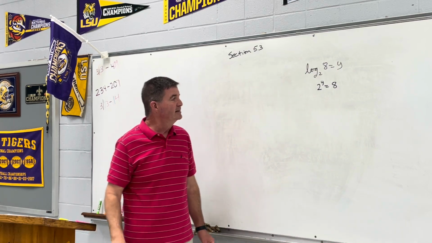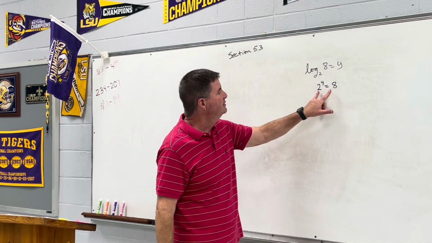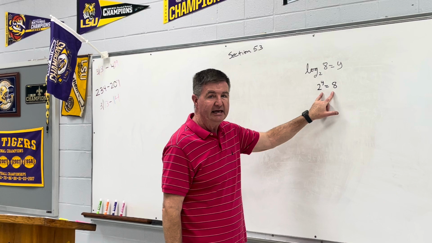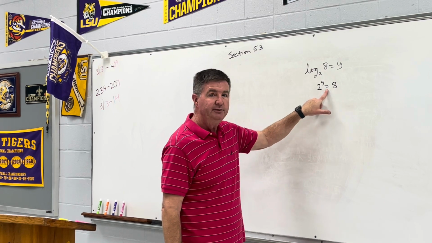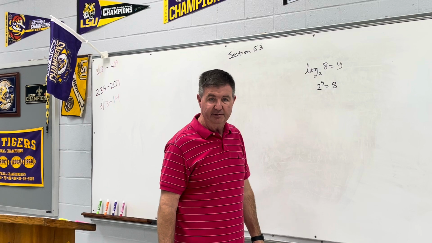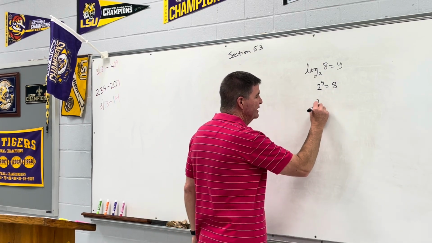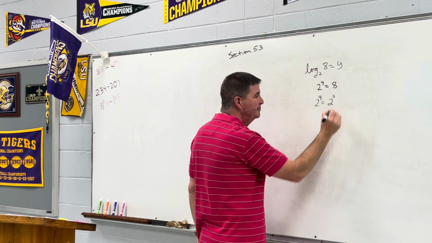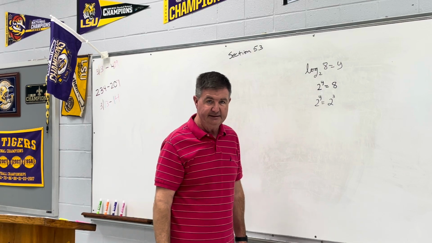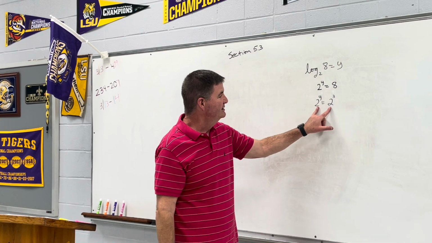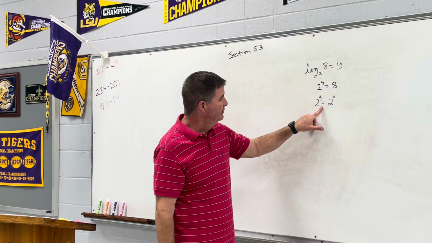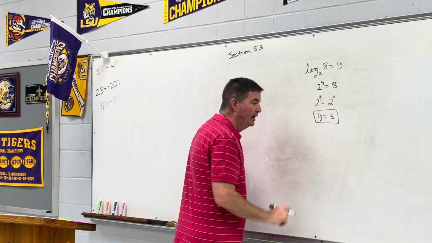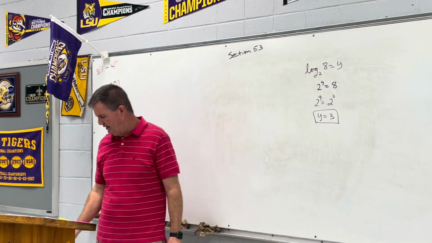When solving these things, we have to try to make the bases the same. Because if we can make the bases the same, and both things are equal to each other, then the exponents must also be the same. So I'm going to write this as 2 to the y equals 2 to the third power, because 2 times 2 times 2 is 8. Once I write the bases the same, I can say that the exponents must be the same. So in this case, y equals 3.